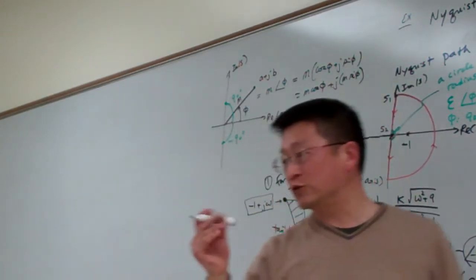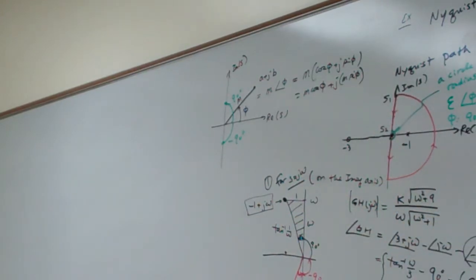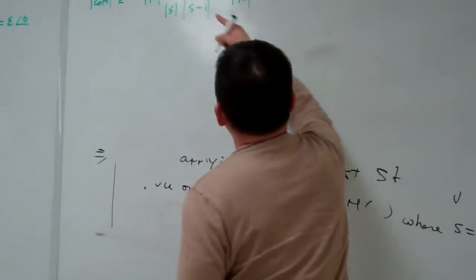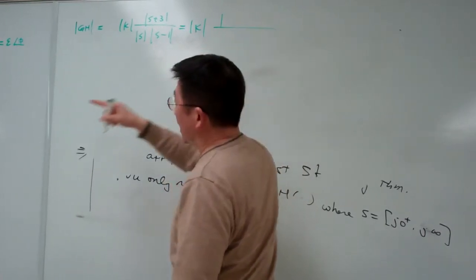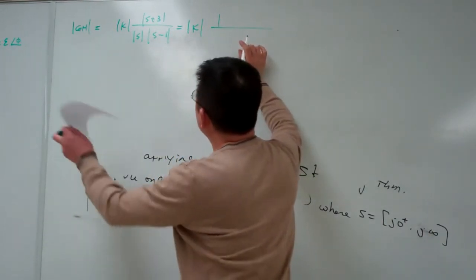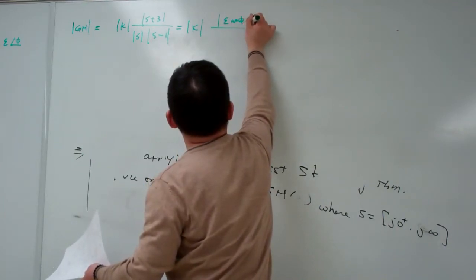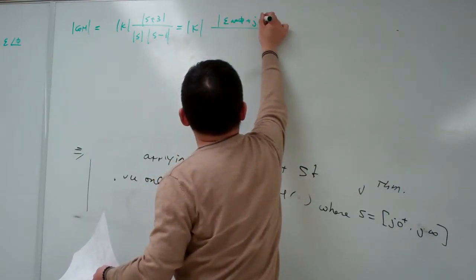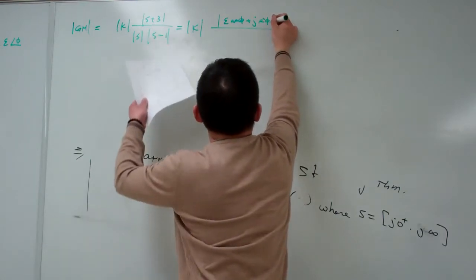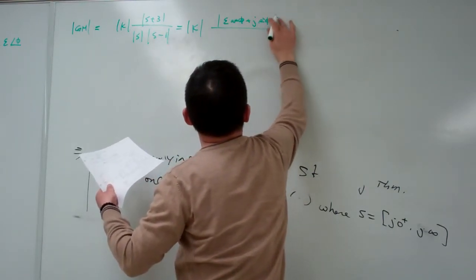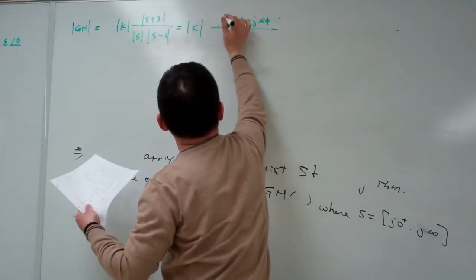So let me do just one time. So basically this is K. For this one, what is s? s is a real part here, so that is epsilon times cosine phi plus j sine phi, and plus 3. So let me get the 3 plus to the front here.